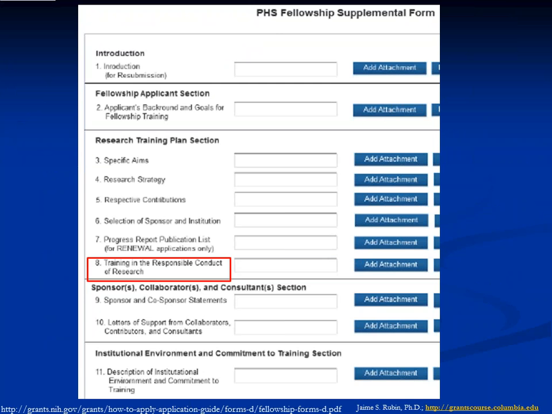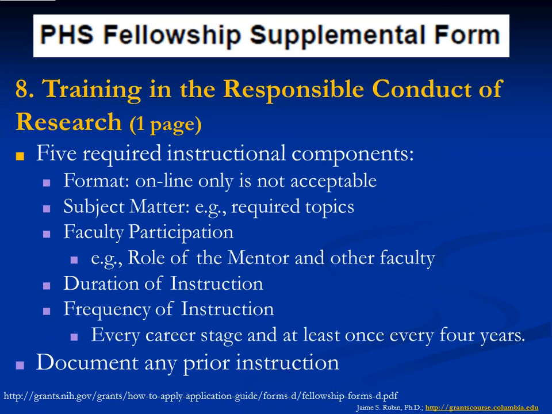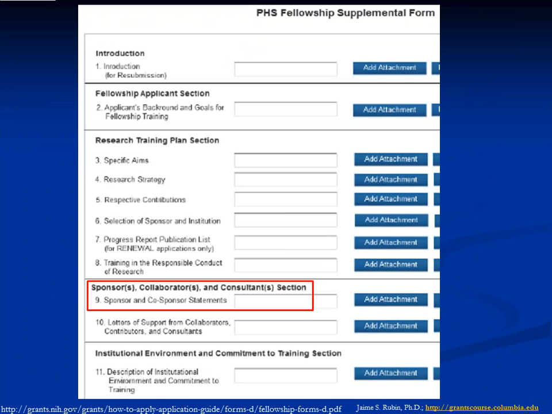And training in the responsible conduct of research. This has been a requirement for almost 25 years now, I would say. And all institutions offer a course in the responsible conduct of research. And then you would describe that course in detail, the subjects that are covered, how often the course meets, who teaches the course, and so forth. This is a required component of the grant application.